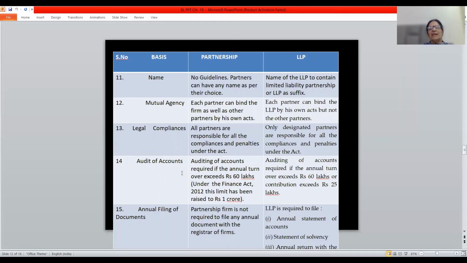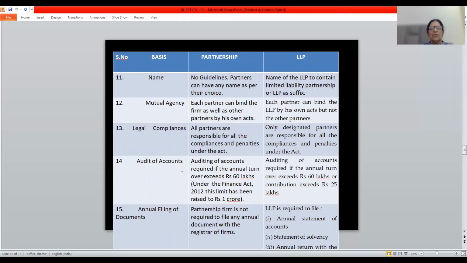but he cannot bind the other partners. Legal compliances: all partners are responsible for all the legal compliances and penalties under the Partnership Act. Only the DPs are responsible for the compliances and penalties under the LLP Act 2008.